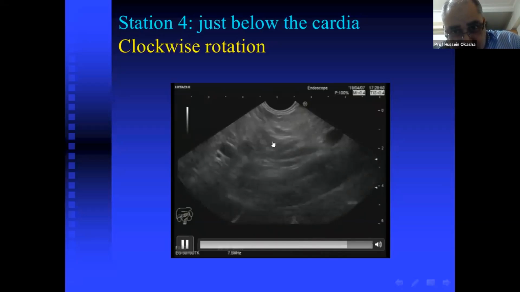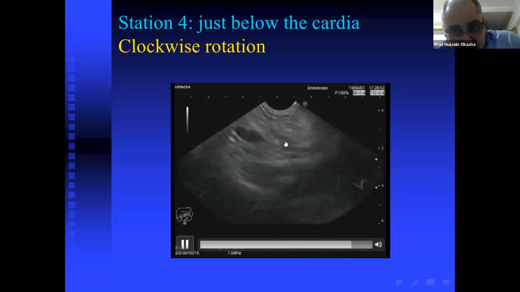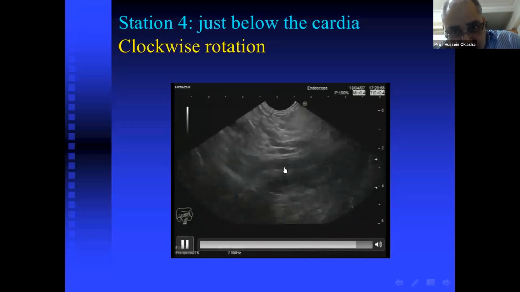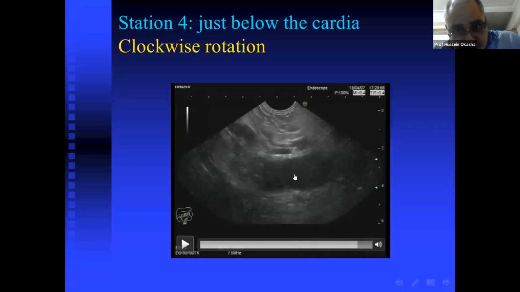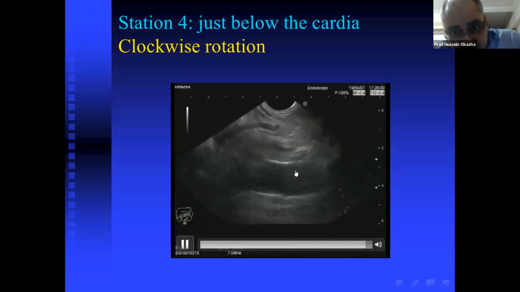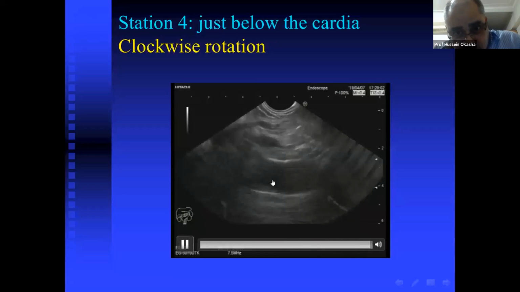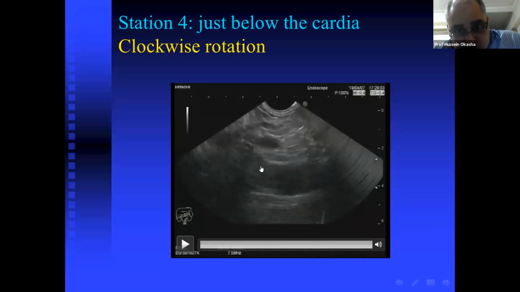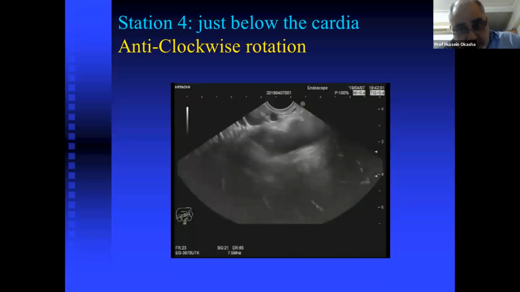Yes, this is very nicely seen, the suprarenal gland. It is like a seagull. The seagull is a bird which has a small body and two long wings. This is one of the seagulls of the abdomen. There are many seagulls, vascular, venous, and arterial, which we'll mention later. So by clockwise rotation, we can visualize the pancreatic body and tail, left suprarenal, left kidney, and the spleen.